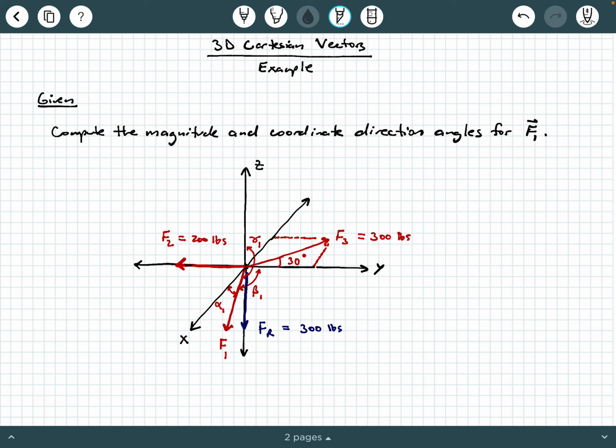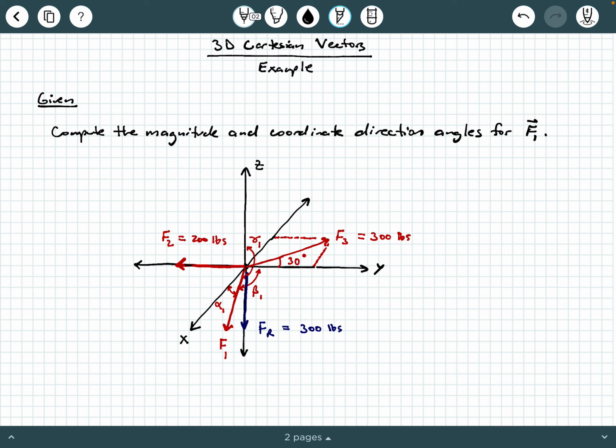Now, they all combine together to form this resultant force here, which has a magnitude of 300 pounds, and it's given by this blue vector, which is pointing along the negative z-axis. So what does that tell us about the resultant force? Well, since it's purely in the z direction, it's going to be negative 300 k whenever we write the resultant force as a Cartesian vector, okay? So we pretty much know everything we need to know about F2, F3, and the resultant force, and we're trying to find all the information out about F1.